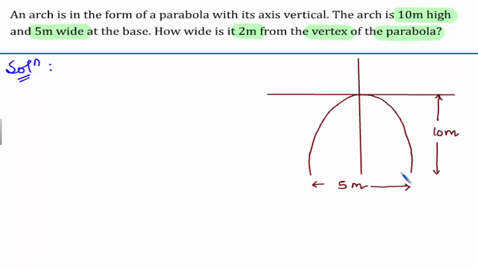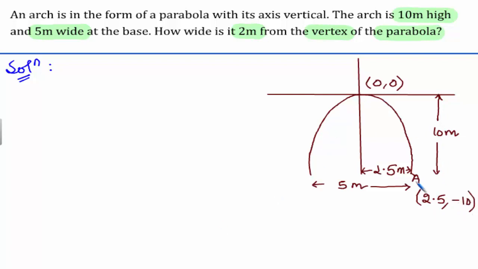Let this be the parabolic arch, which is 10 meters in height and 5 meters in width at the base, and its vertex is at the intersection of the coordinate axis. So its coordinates are (0, 0). Let us denote this point by A. Then this distance is 2.5 meters. So the coordinates of point A are, the x coordinate will be 2.5 and the y coordinate will be -10.